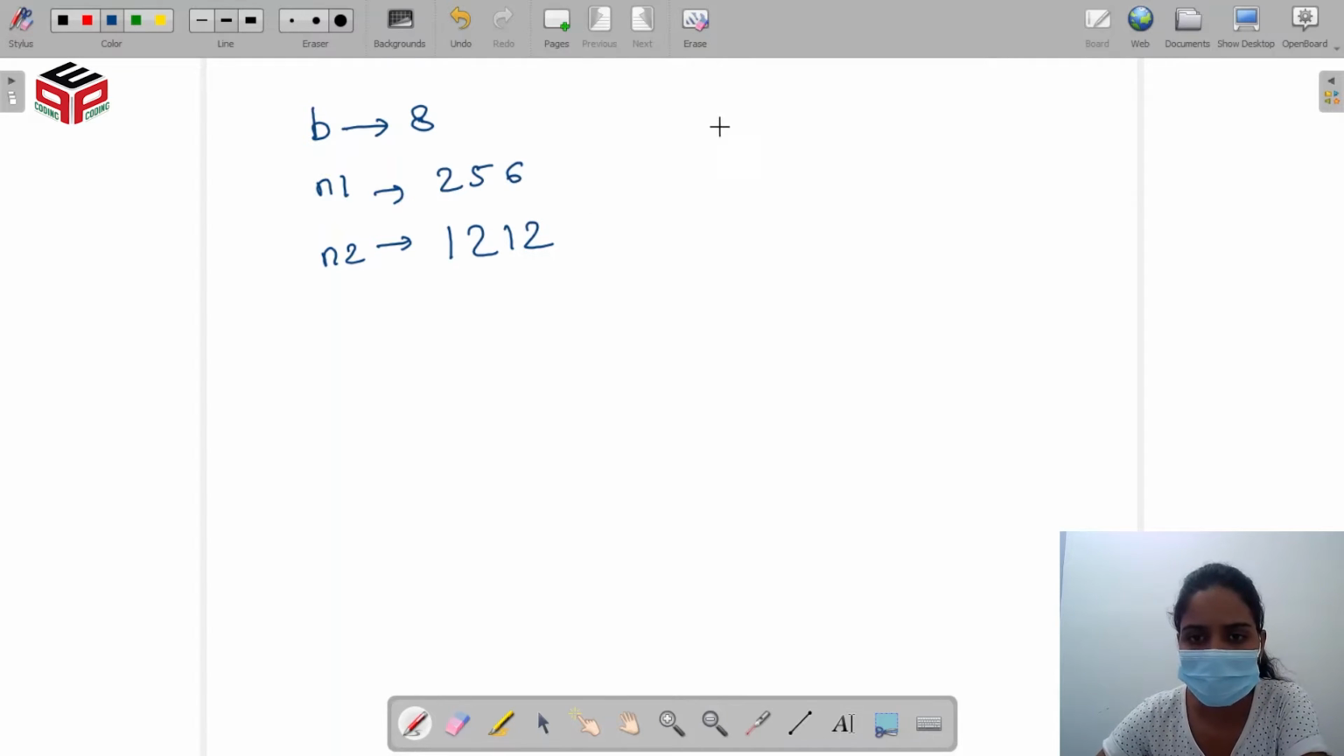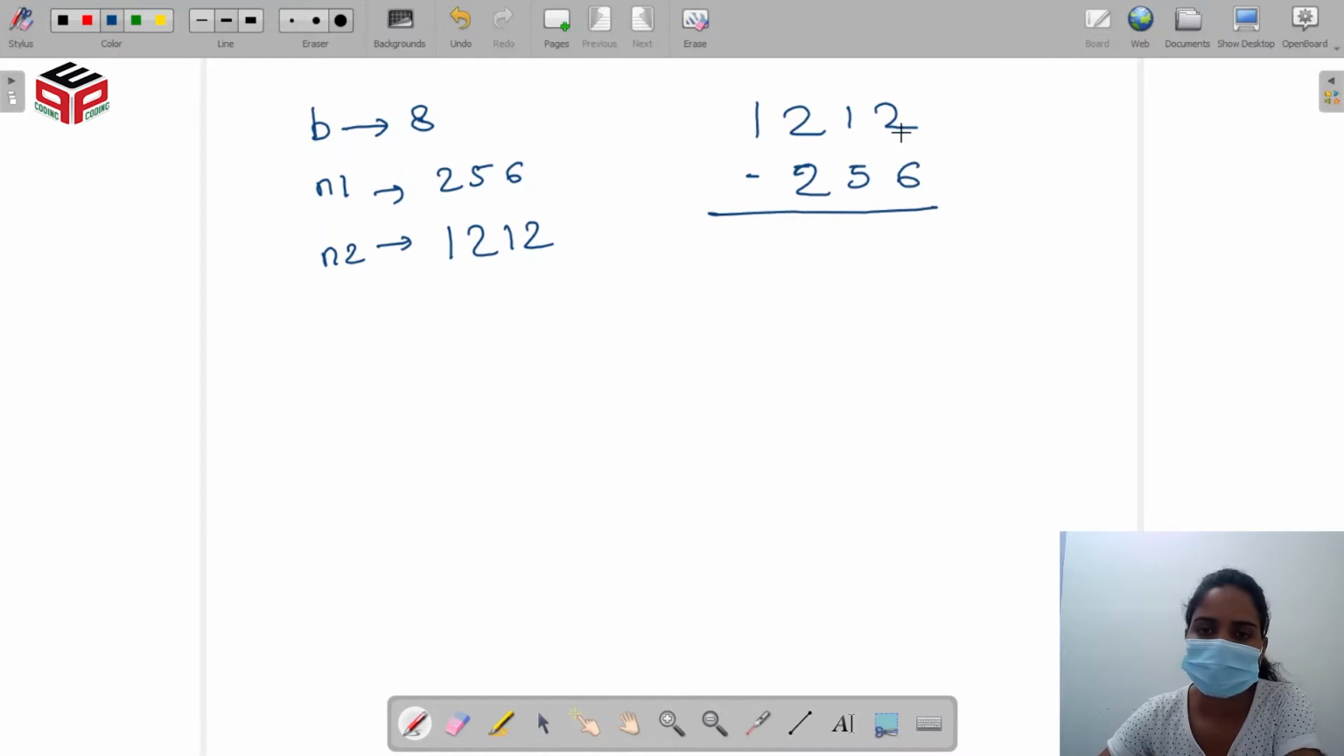So how do we subtract these numbers? 1212 minus 256. Is this 2 able to tackle this 6? No, this 2 is not able to tackle this 6. So what we are going to do is give a carry of -1 to the previous digit and add the base to this 2. Why base? Because here we have an octal number.